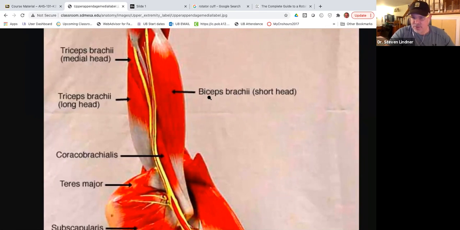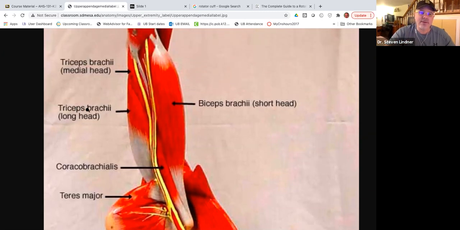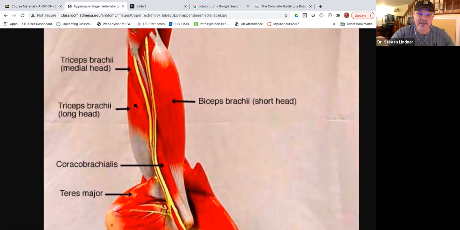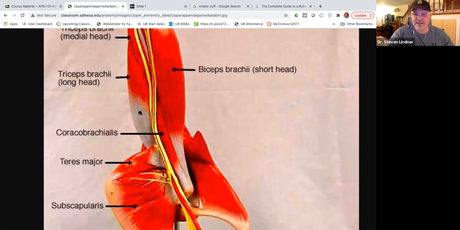Remember, bi means two, so it's long head and short head. So which one originates on the coracoid process? It's the short head. Important to know that. The long head travels through the bicipital groove of the humerus. Now, here is the triceps brachii. On the medial side, before in the other view, we could see the lateral head. Now on the inside, we can see the medial head and the long head. And it is the long head that pierces, or gets sandwiched between, teres minor and teres major.